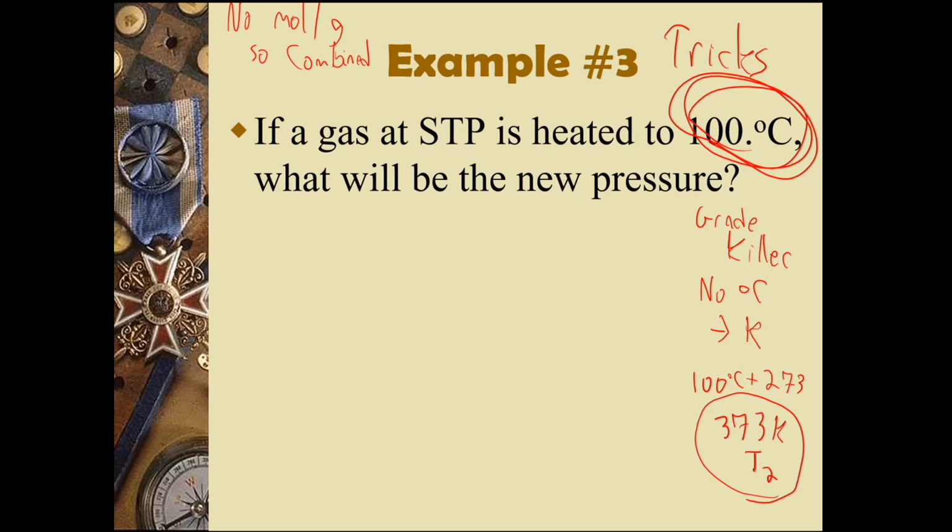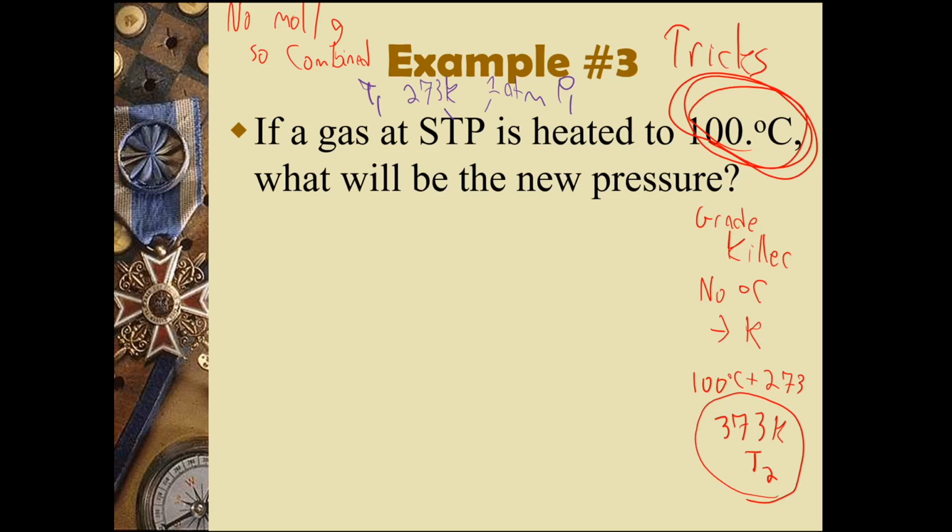Trick number 2 is this term STP. STP means our temperature is going to be 273 K and our pressure is 1 atm. So there are 2 numbers here that are hidden. If you don't know what you're looking for, you would miss it. So when most people see this problem, they only see 1 number, but there's actually 3 because STP translates into those 2 numbers. This, by the way, is our T1 and our P1.